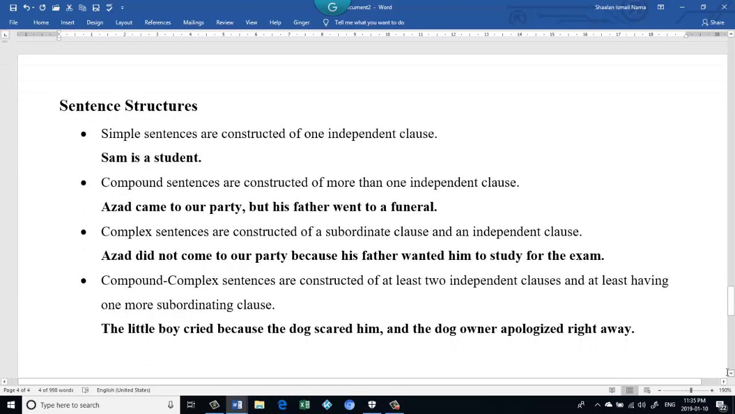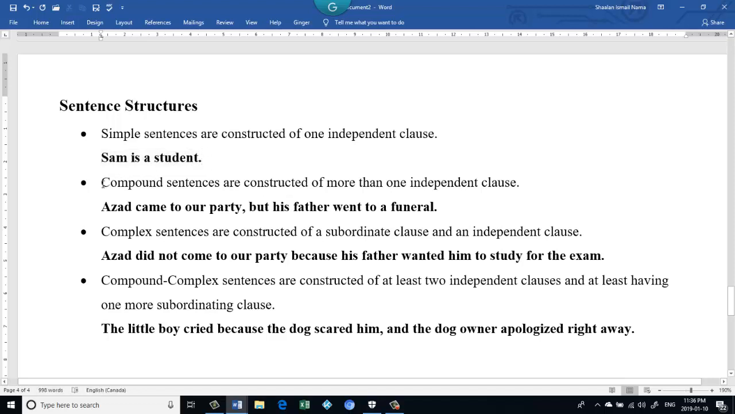In English, we have different kinds of sentences. Our sentences could be simple sentences, meaning we only have one idea. For example, we're talking here, Sam is a student, is finished. We have only one idea, one subject, one verb, and then one object.